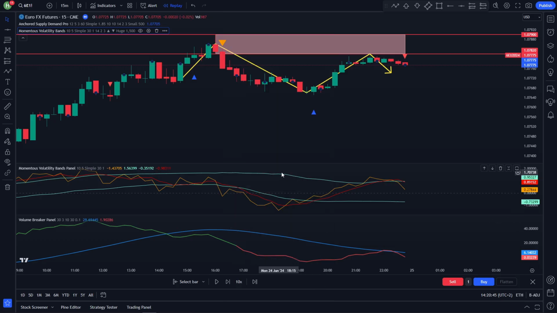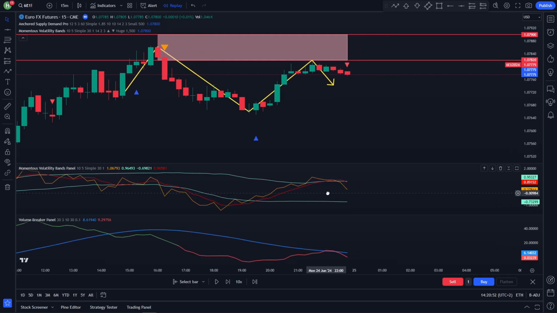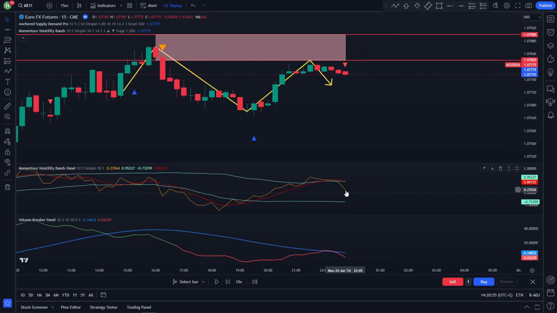This unique indicator provides a critical insight into trend strength, overbought and oversold conditions, and potential trend reversals. By measuring price momentum and constructing volatility bands, it helps traders identify reversal points when the moving averages cross the bands. Now, once we receive the second confirmation for the bearish reversal, we need to have enough volume for the trade to play out. To confirm this, we need to see a red line on the volume breaker panel.